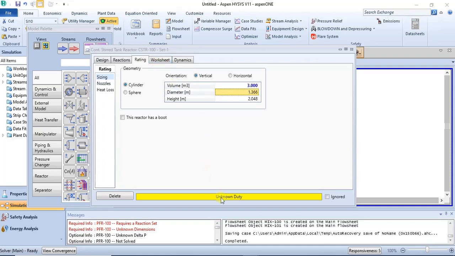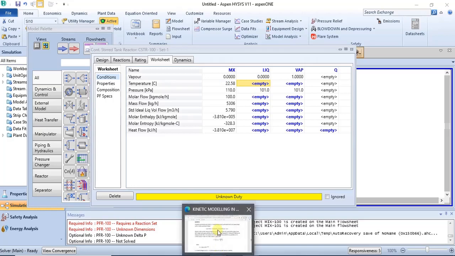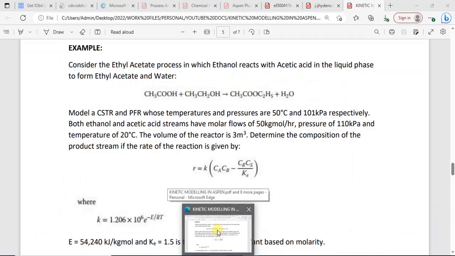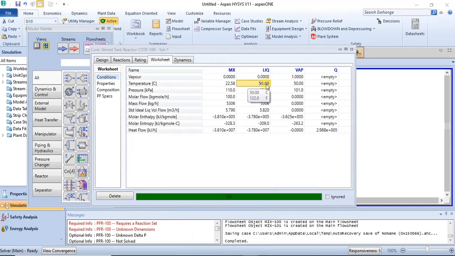The last thing is the duty, which we can solve by specifying the outlet temperature. We are working with 50 degrees Celsius for the reactor, so I will just specify 50 degrees here. Once I specify 50 degrees, the reactor is fully specified.